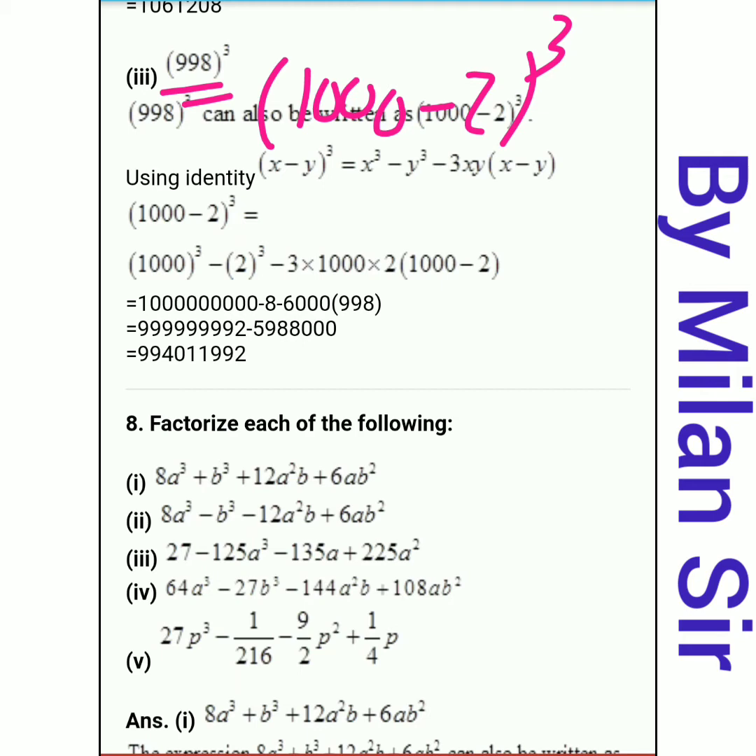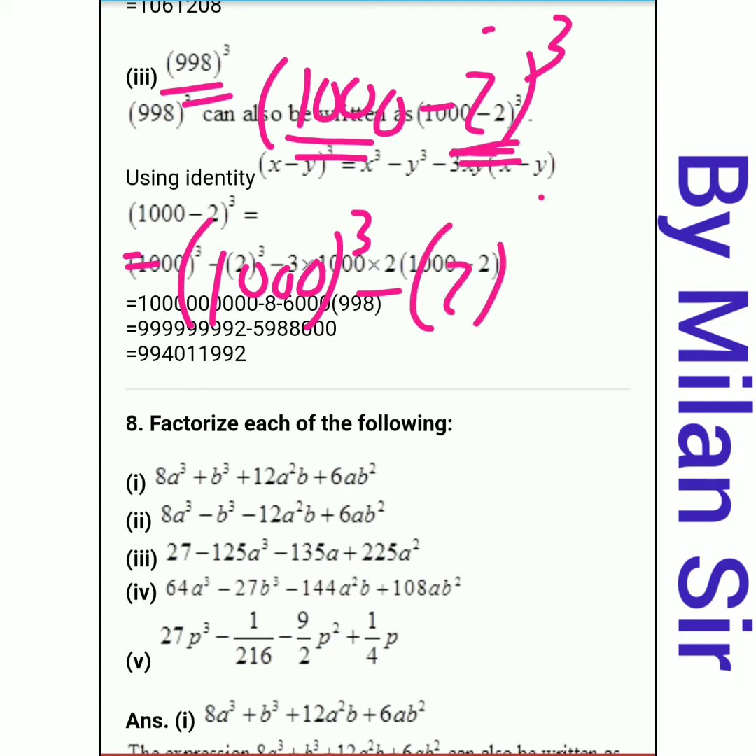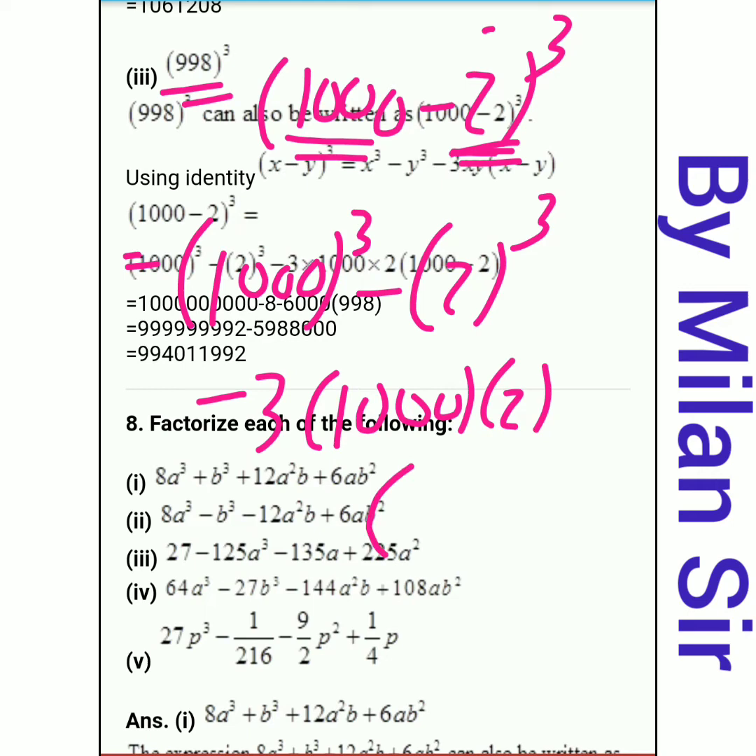Again our identity: first term cube minus second term cube minus 3 multiply first term multiply second term, plus in bracket first term minus second term. So our first term is 1000, second term is 2. First of all first term cube, so 1000 cube, then negative sign second term cube, it is 2 cube, minus 3 multiply first multiply second. So first term 1000 multiply second term 2, and again in bracket first term minus second term, so 1000 minus 2.